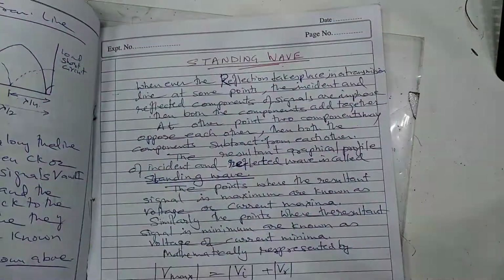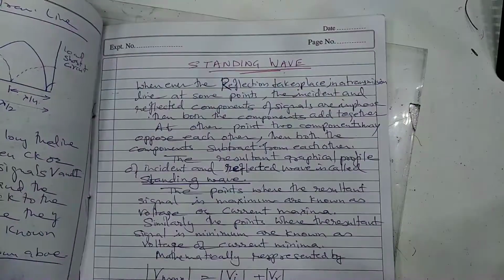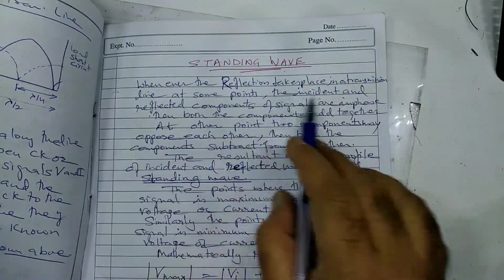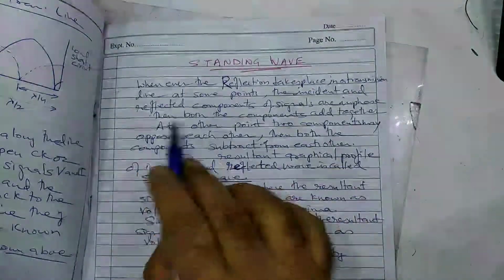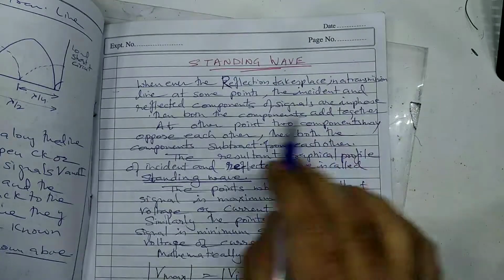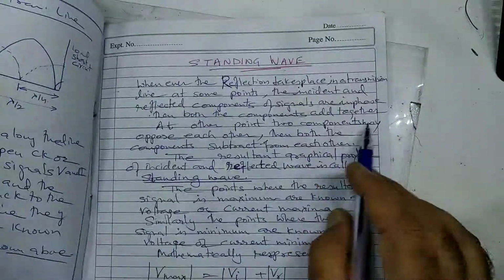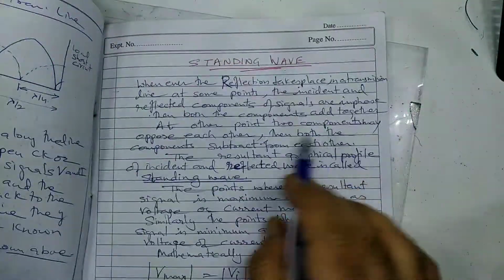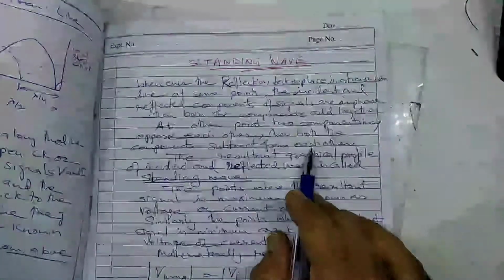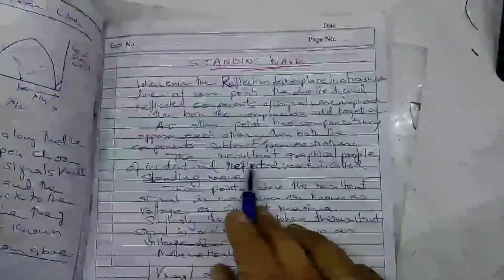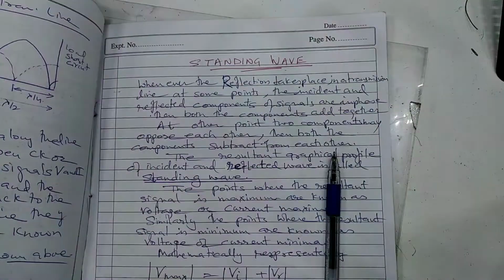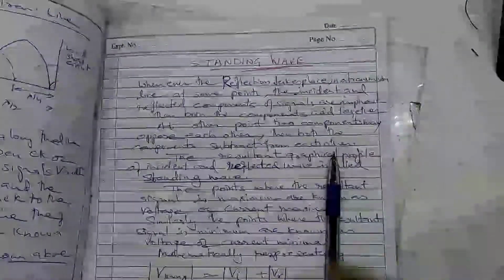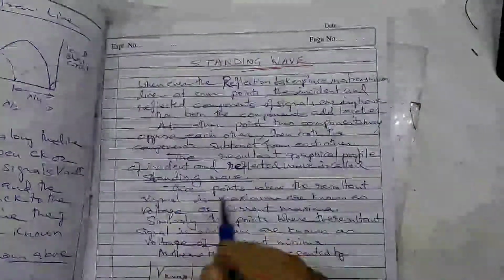Now let us see the concept of standing wave. Whenever reflection takes place in a transmission line, at some point the incident and reflected components of the signal are in phase. Then both the components add together. At the other end, the two components may oppose each other. Then both the components subtract from each other. The resultant graphic profile of incident and reflected wave is called standing wave.